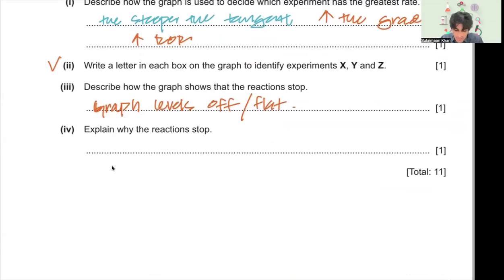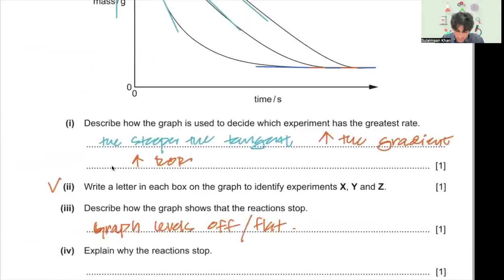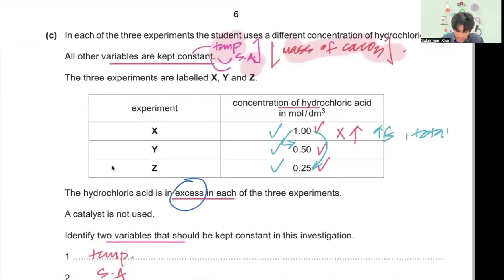Anyway, explain why the reaction stops. Because the reactants are used up. And which reactant? Hydrochloric acid was in excess. He's even written it for you. Where is it written? Somebody told me it's written. Yes, he's written it right here. So hydrochloric acid is in excess.